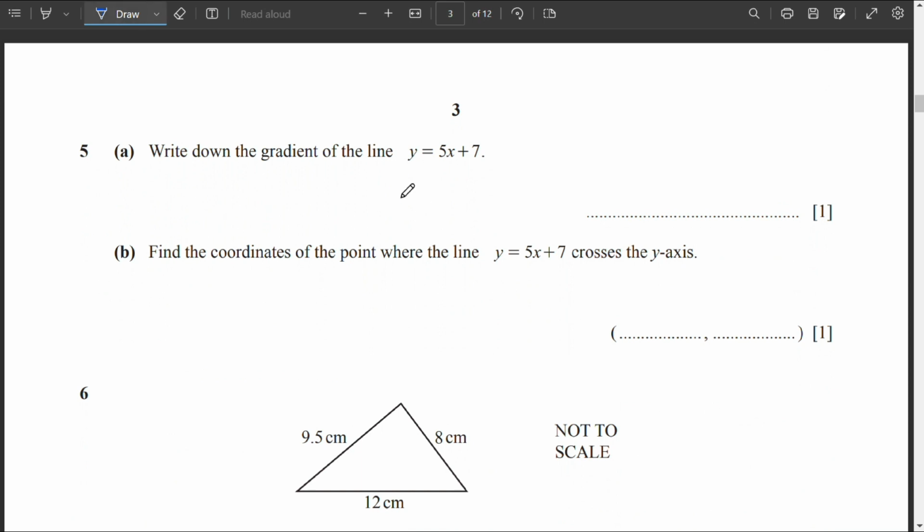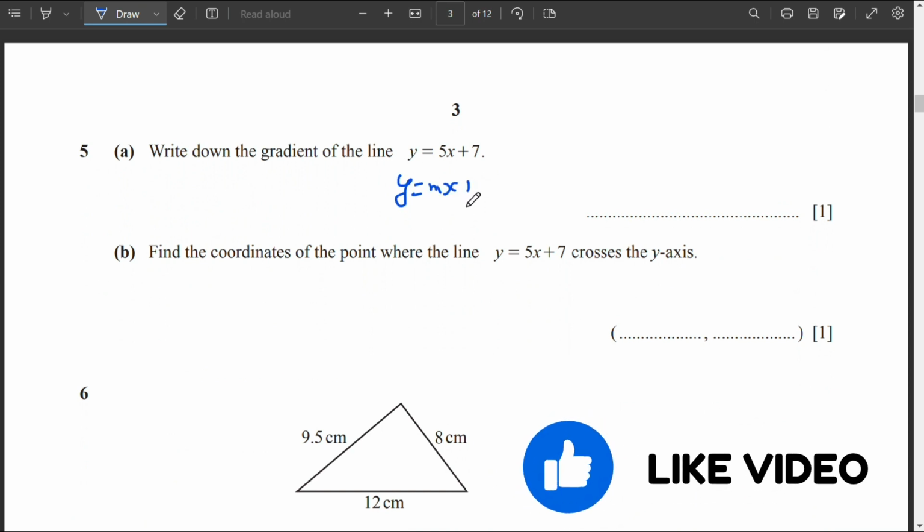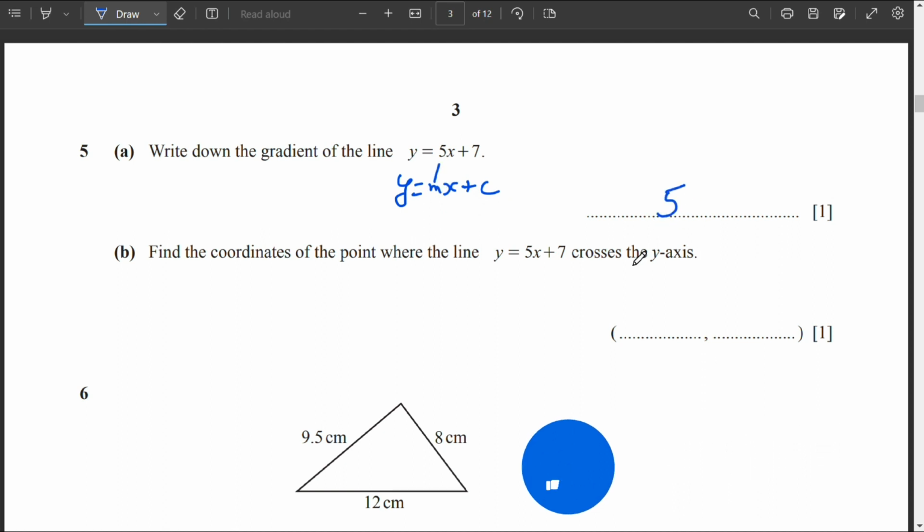Write down the gradient of the line y = 5x + 7. You simply compare it with the general equation y = mx + c, and we can see that m is actually 5. So the slope of this line is 5.